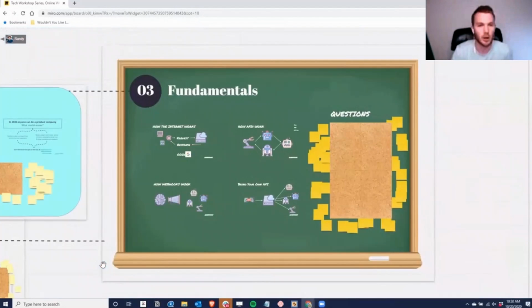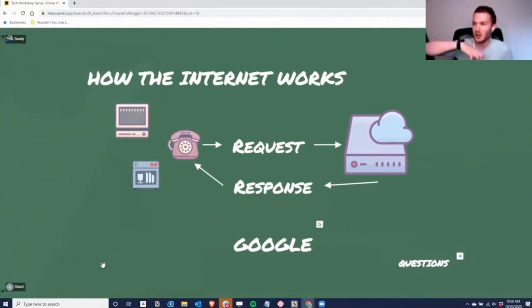Okay, let's head to the chalkboard. Fundamentals. Technical people will absolutely die at my explanation of these things. But I think the great news for us is in 2020, you only really need a high level understanding of what's happening, because the tools we can leverage are taking care of the ugly stuff behind the scenes that we don't want to have to wrangle ourselves.